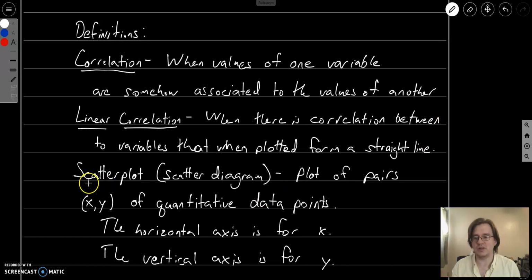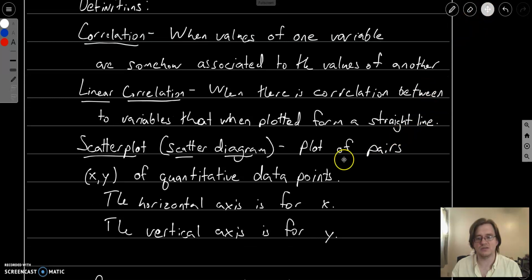And when I say that we plot the data, what I mean is we're going to look at a scatter plot. This can also be called a scatter diagram. The idea is that we pair the data. So we look at two pieces of data and we pair them. This has to be quantitative, so these have to be numbers. When we plot the data, we use the horizontal axis for x, and the vertical axis for y. So the first one is always x, and the second one is always y.